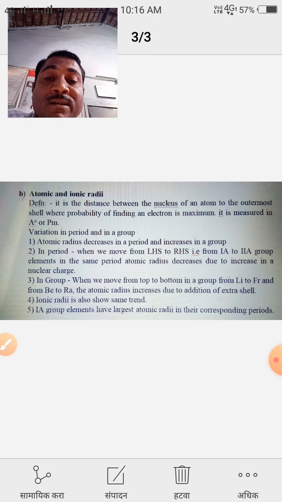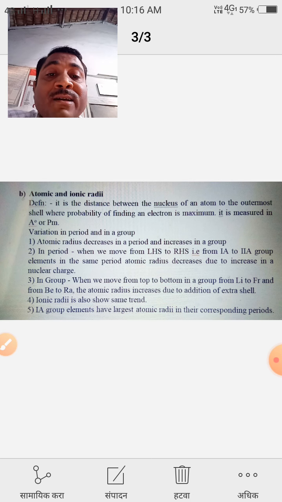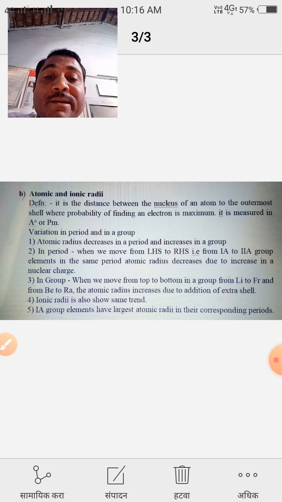Why? In a period, when we move from left hand side to right hand side, that means LHS to RHS, that is from first A to second A group element, in the same period the atomic radius decreases due to increase in nuclear charge. When we move from LHS to RHS, the atomic number increases. So the nuclear charge increases. That means the attraction between the nucleus and outermost shell also increases. So the atomic size along a period decreases.